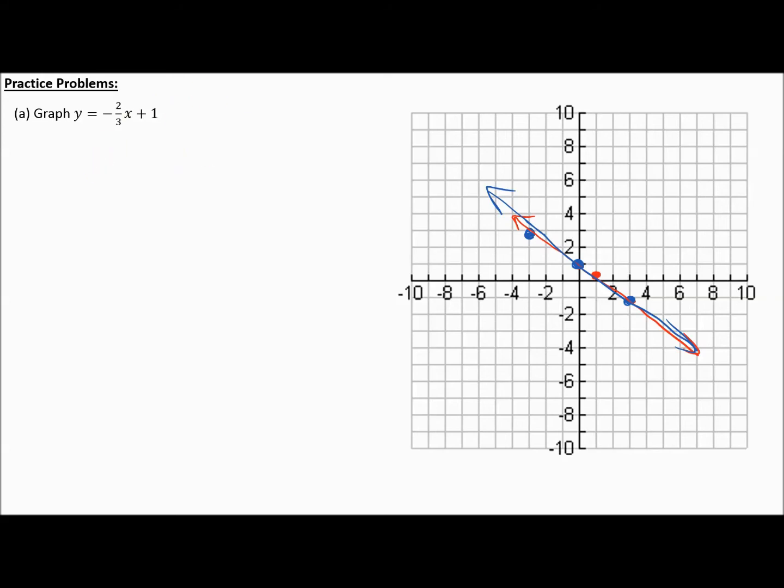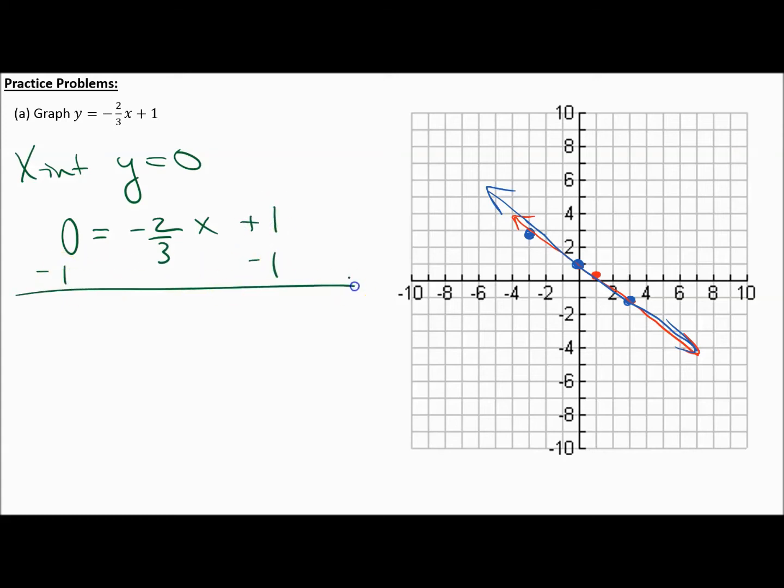So this time, let's find the intercepts. To find an x-intercept, you substitute y equal to 0. Then you do the math. So I have 0 equals 2/3 x plus 1. Now I'm trying to solve this equation. I need to subtract 1 from both sides of my equation. I get negative 1 equals negative 2/3 x.